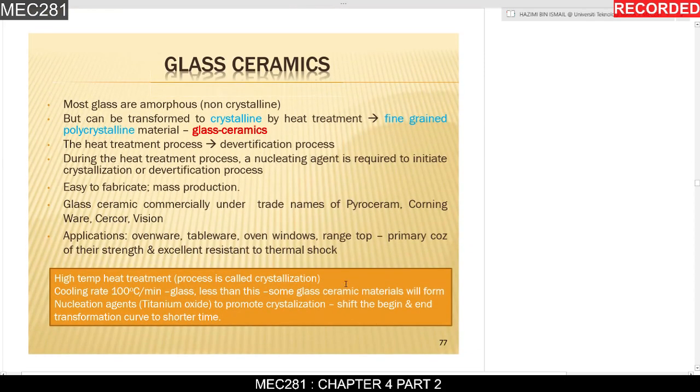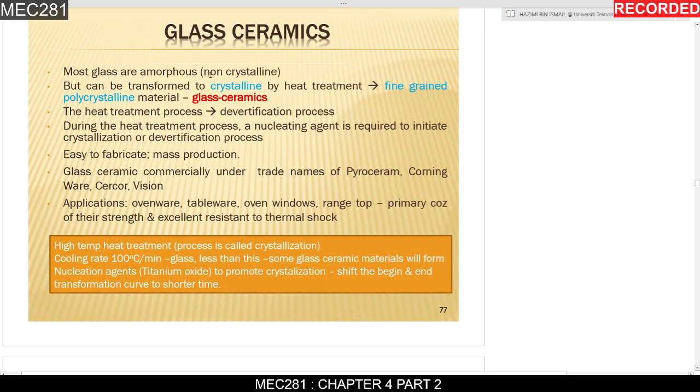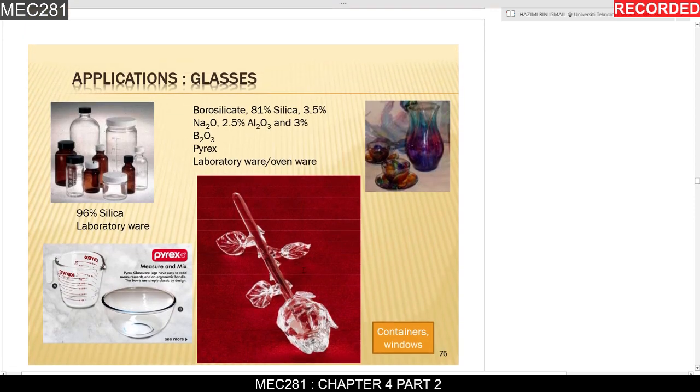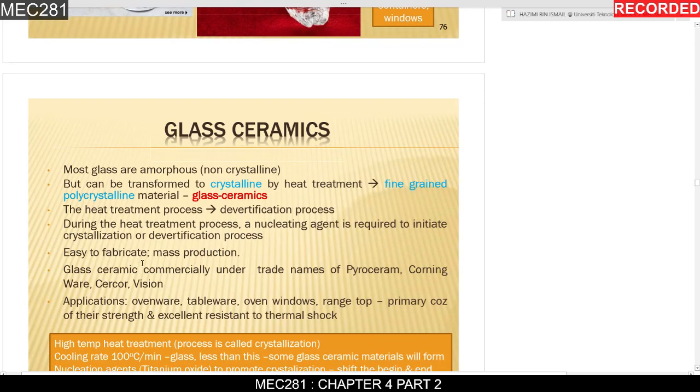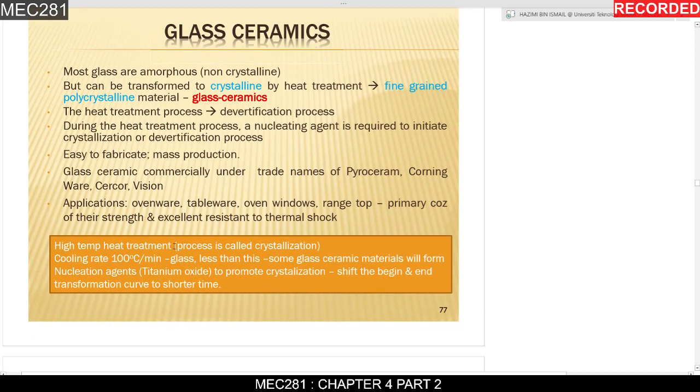Okay, and then most glass are amorphous, non-crystalline, but can be transformed to crystalline by heat treatment, fine grain polycrystalline material, and glass ceramics. So, naturally, it is non-crystalline, but can be converted to crystalline by heat treatment. And it is easy to fabricate for mass production. That's why the glasses is more common and widely used in our daily life application. Okay, so because it is easy to fabricate and can be mass produced. Okay, the applications here also tell you glasses can be used in the ovenware, tableware, or oven windows and so on.